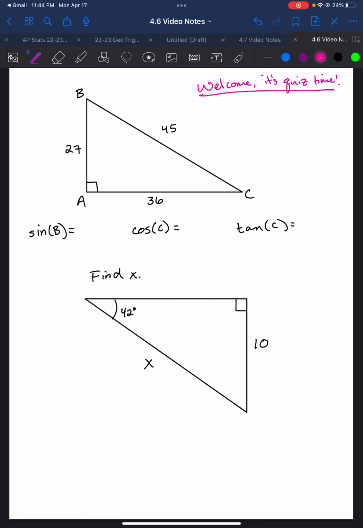All right, so sine B, you identify B, and you do the opposite over the hypotenuse. Cosine C, identify C, where's C? And the adjacent over the hypotenuse. Tangent C is the opposite over the adjacent. Hopefully by this point, these ones are getting pretty easy. We're getting pretty comfortable with it.